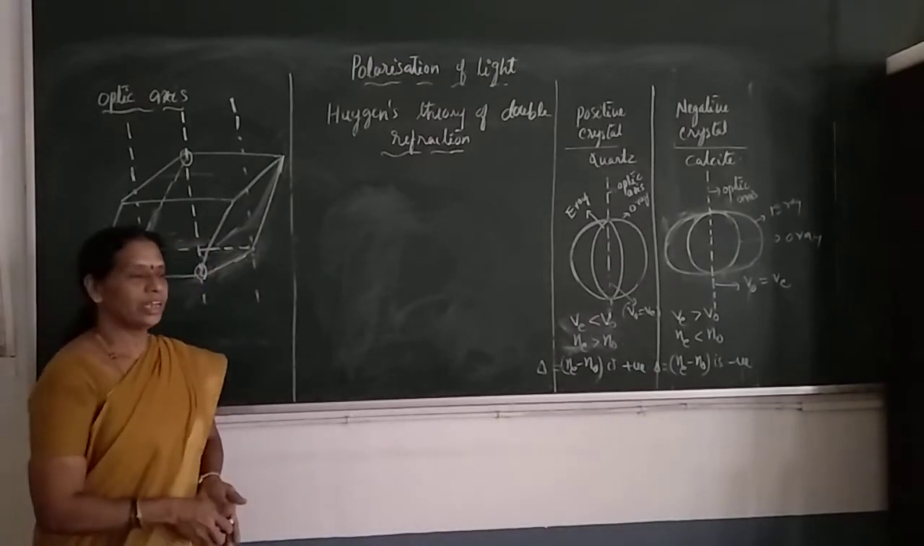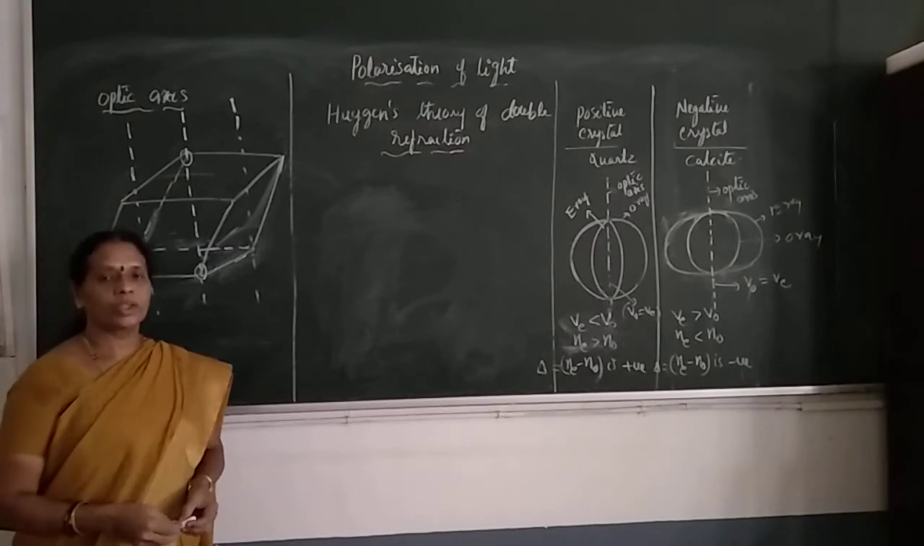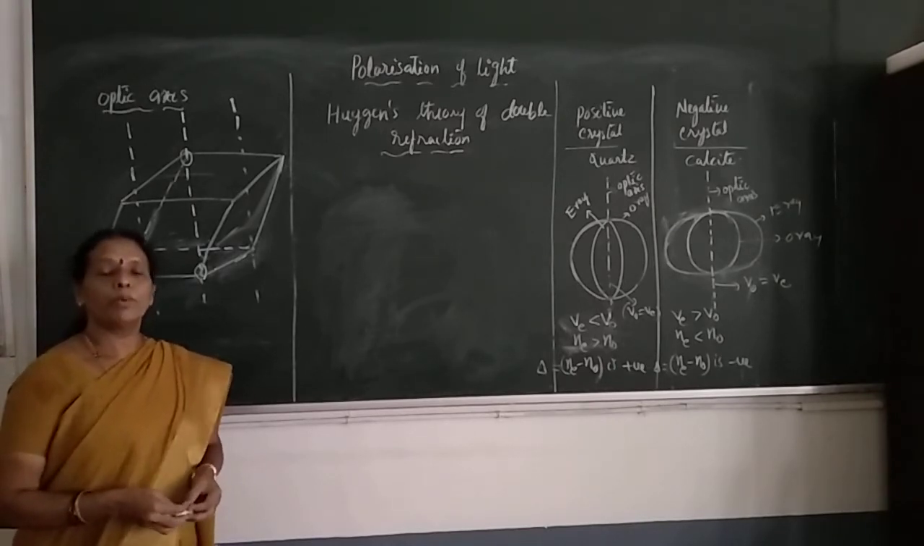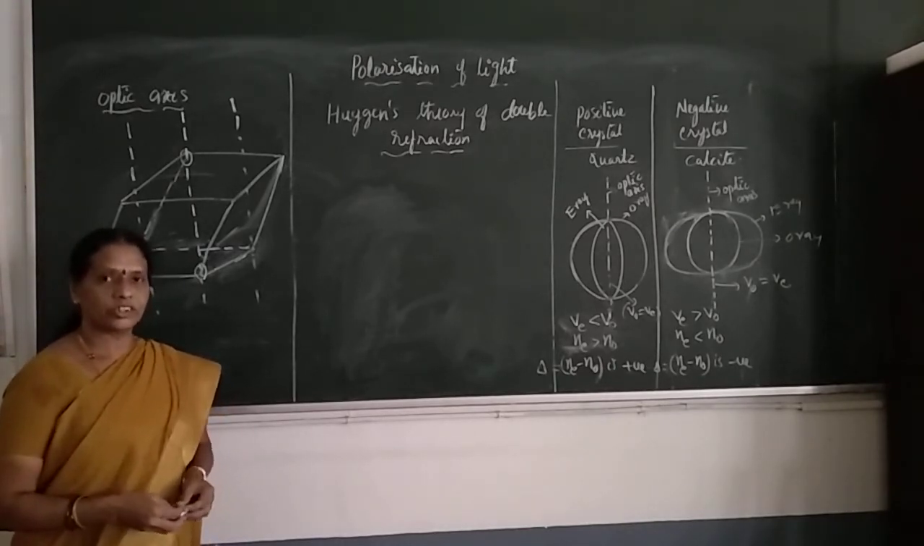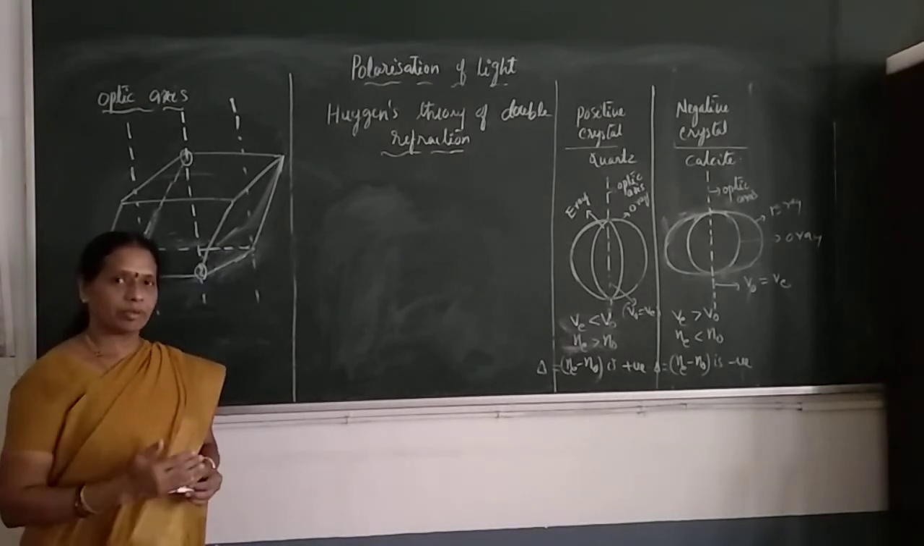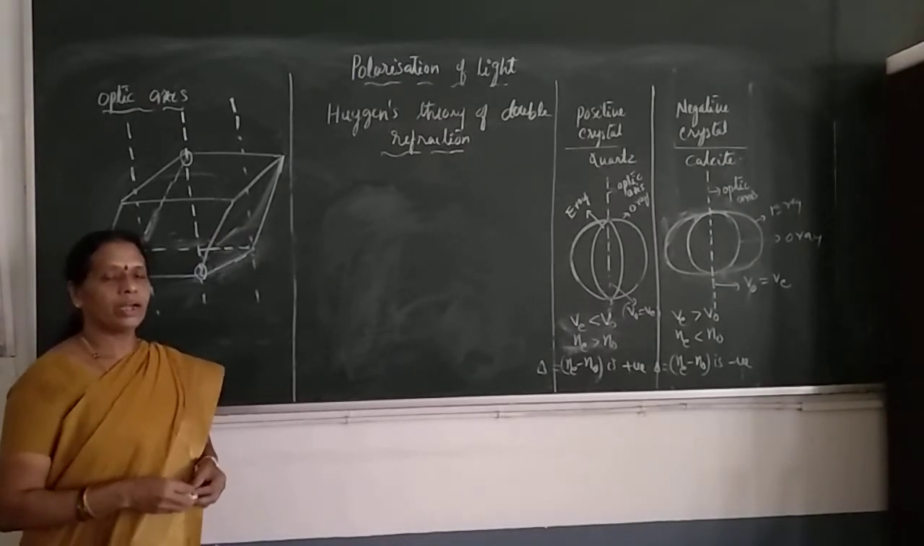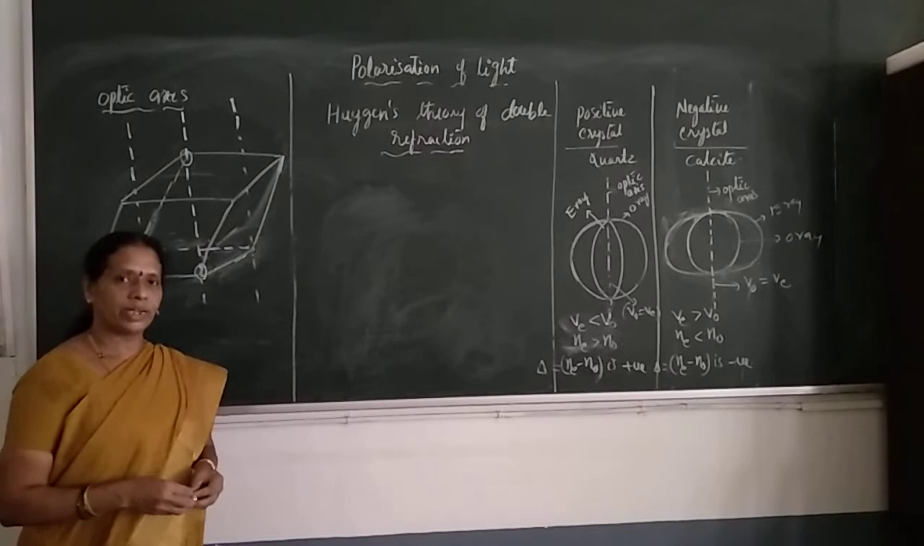Dear students, in the last class we discussed polarization of light and the methods to produce polarized light. What is polarization? It is a phenomenon of restricting vibrations of the electric vector to a single plane, to only one plane, which is polarization.